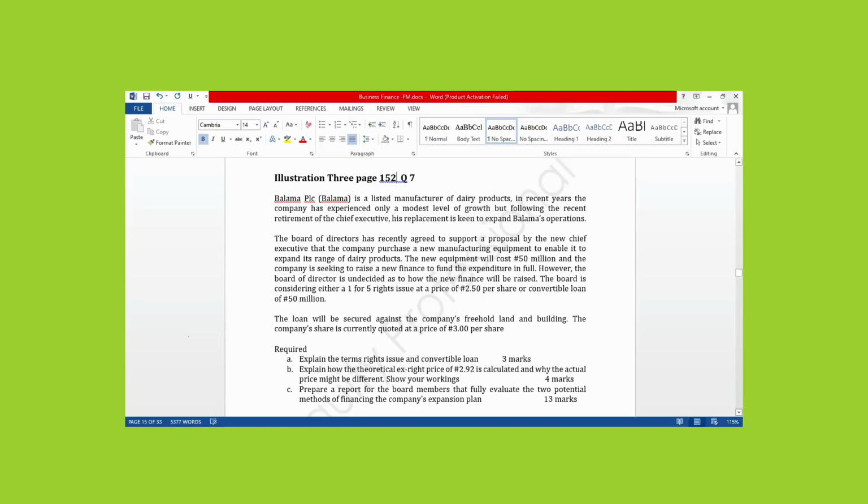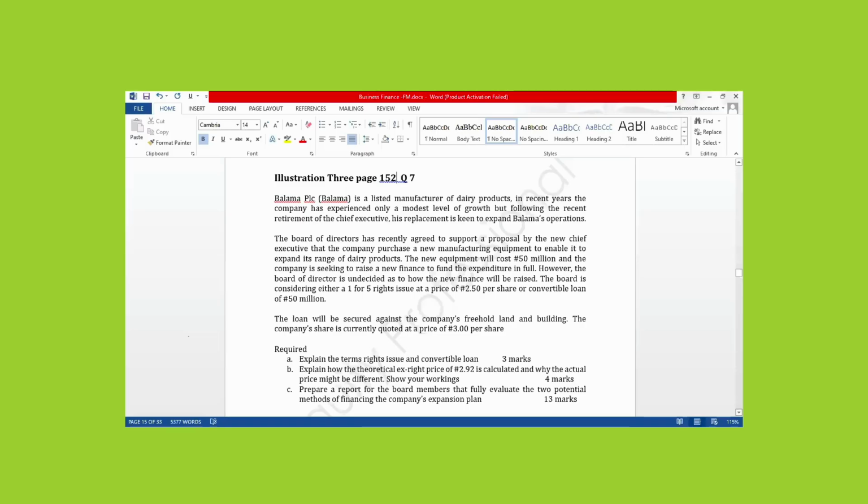So, a rights issue is a privilege given to existing shareholders to buy new shares at a lower price, which is below the market price. Privilege given to existing shareholders, to buy new shares at a lower price below the market price. All right. Now, convertible loan.